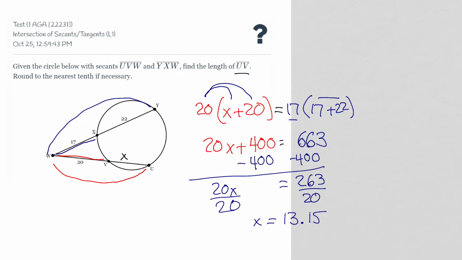And then check what you have to round to, and it says to the nearest tenth. So I check this 5, looking at the 1. So x has to be equal to 13.2.